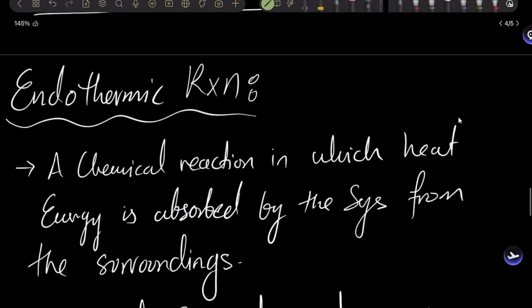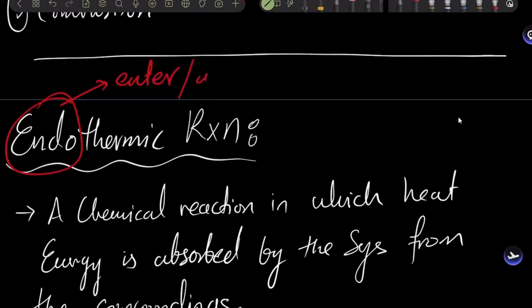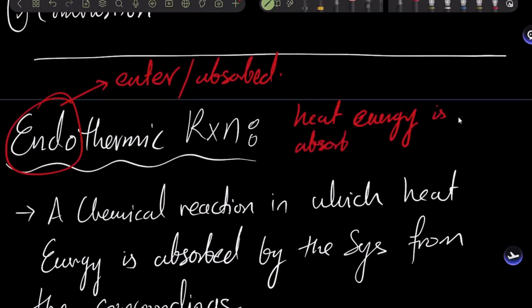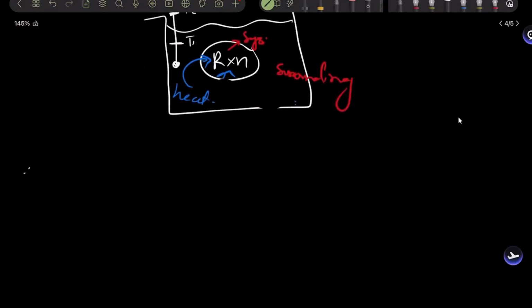Again, let's go back to this endothermic reaction. You have to remember that endo here stands for enter, or energy being absorbed. So I'll just write: heat energy is absorbed. This is just for our quick learning. So we know that heat energy is absorbed in endothermic reactions because heat is entering into the system. All right. So heat energy is absorbed in this reaction. Clear? Now let's go on to an example.